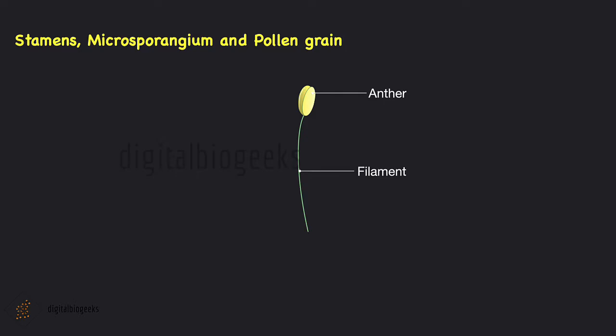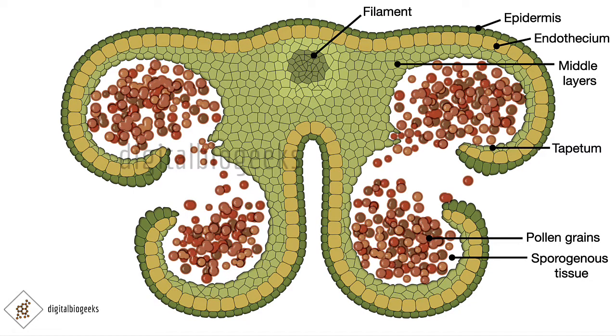A typical angiosperm anther is bilobed, that is with two lobes, and each lobe has two theca. The cavity of the anther is called theca. Each lobe has two theca and hence is called dithecous. Dithecous means nothing but having two theca. It is also called microsporangia.